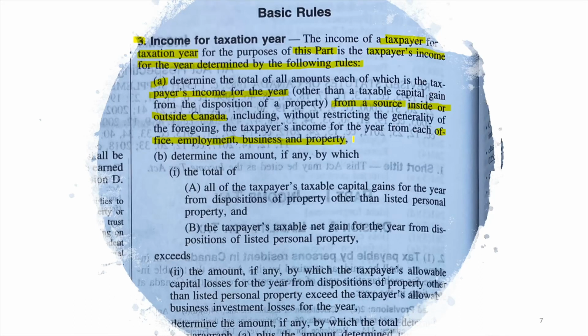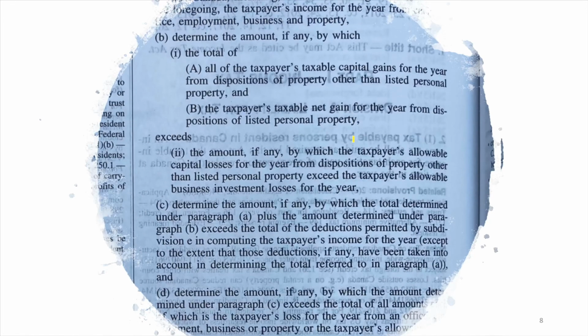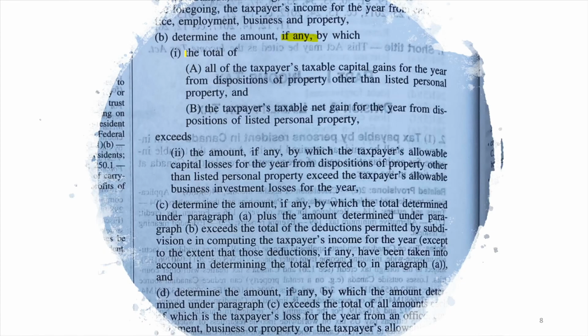Let's move on to 3B. And 3B says determine the amount, if any. If any means you might not have an amount once you do all of the work, but you've got to do the work to find out. So let's do it. By which, this is a subparagraph, our first subparagraph.